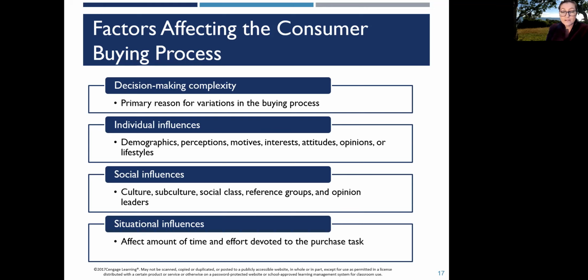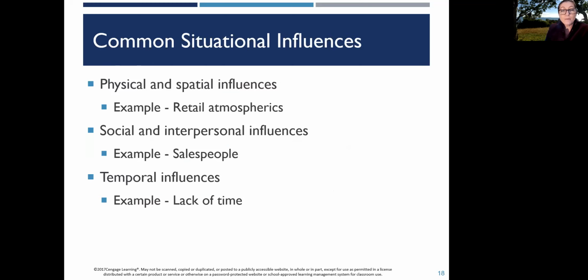Right, situational influences, the amount of time and effort devoted to the purchase task. And common situational influences can be physical and spatial influences, such as retail atmospherics, the music playing, the lighting, the aromas in the retail environment. Also social and interpersonal influences, such as whether the salesperson is very persuasive or not, or very knowledgeable about the complex technical product that you're looking to buy.